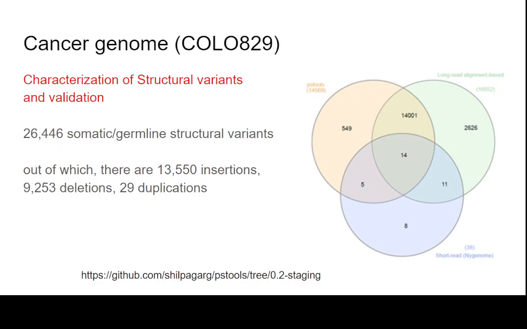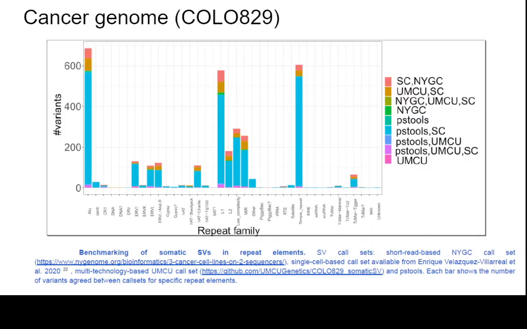We also compared these structure variation calls against the standard short read sequencing based calls, and we observed that about half of them were missing in the short read calls. Then we were interested specifically in the repetitive regions of the genome, because that's where these long reads have an advantage over these short read based technologies.